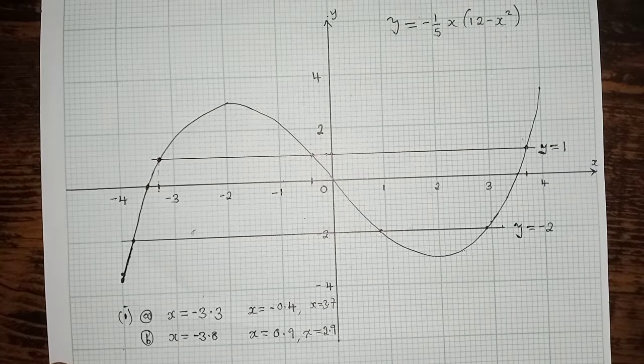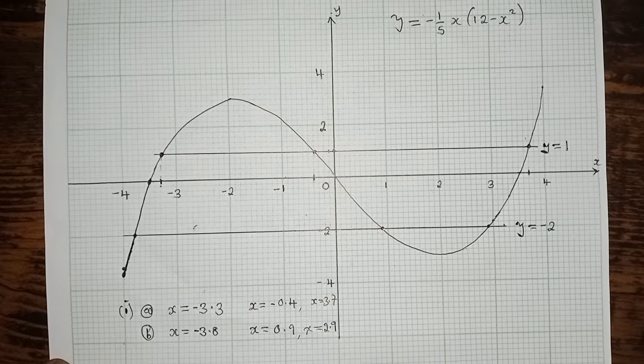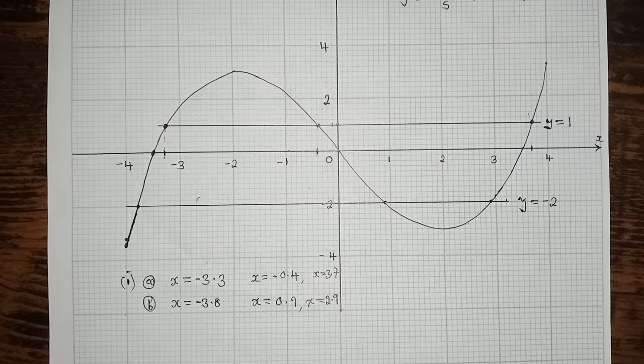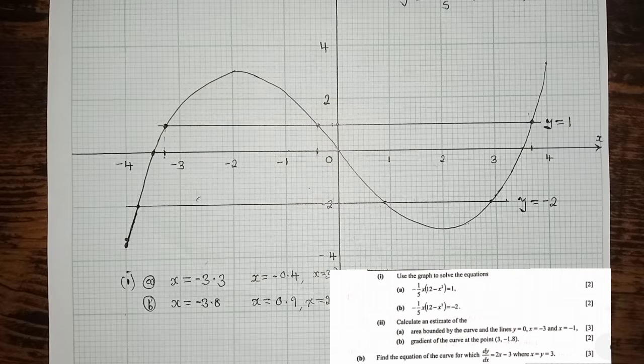X is equal to 2.9. So these are the solutions for question 1, Roman numeral 1. Okay, so now we go to question 2, where they're saying calculate an estimate of the area bounded by the cave.